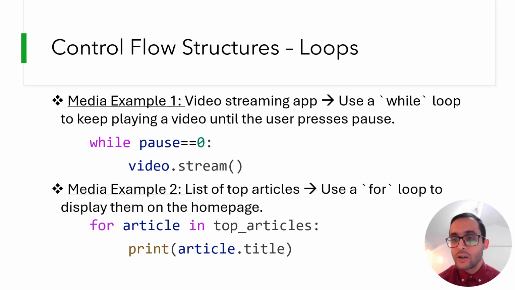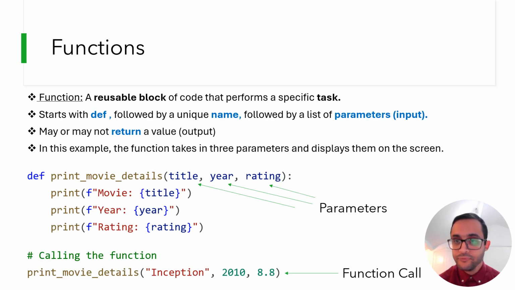To summarize, control flow structures like conditionals and loops are fundamental for decision making and repeating conditions. They enable us to build interactive and dynamic applications, such as recommending content to users or updating a news feed with fresh articles.